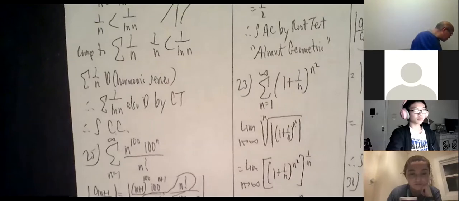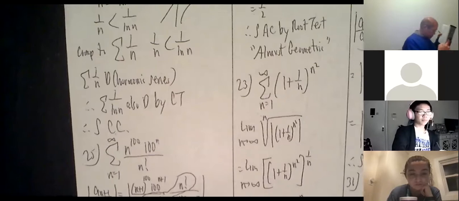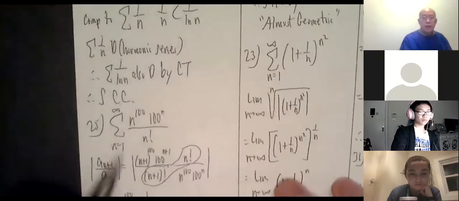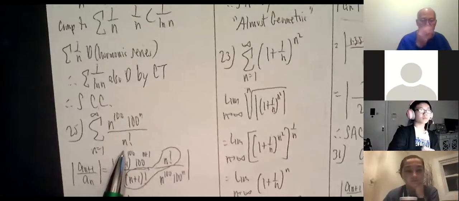All right, now we have some problems involving factorials. So my 25, looks like you're 19. Yeah. So my 25 is your 19. 100 to the n divided by n factorial.